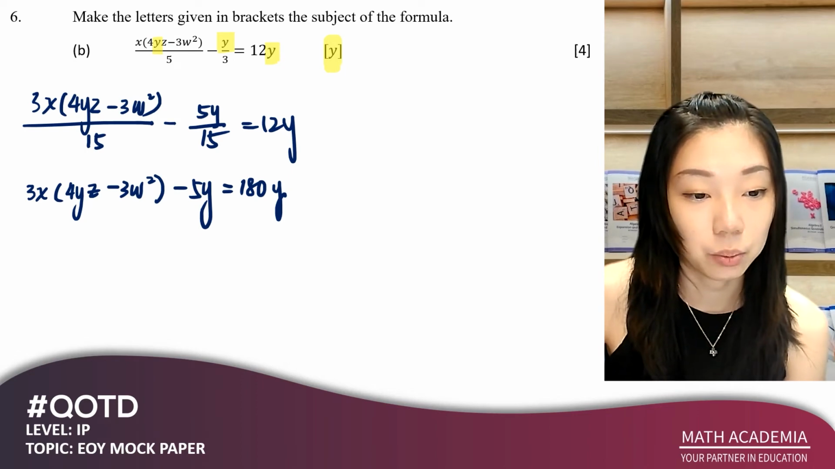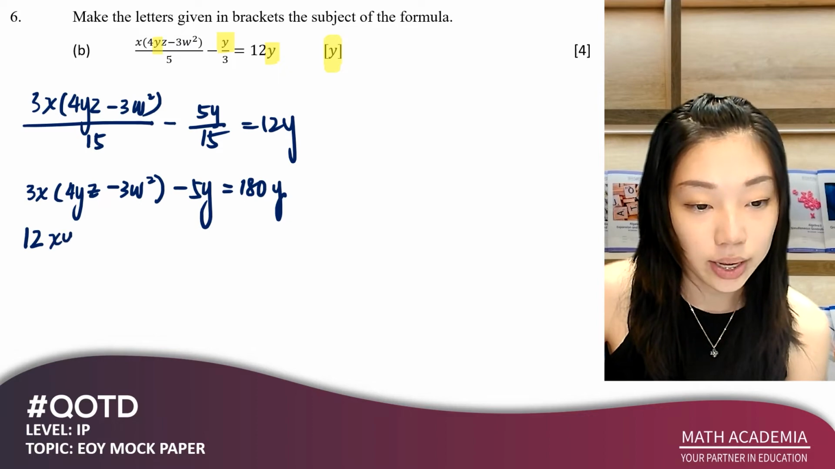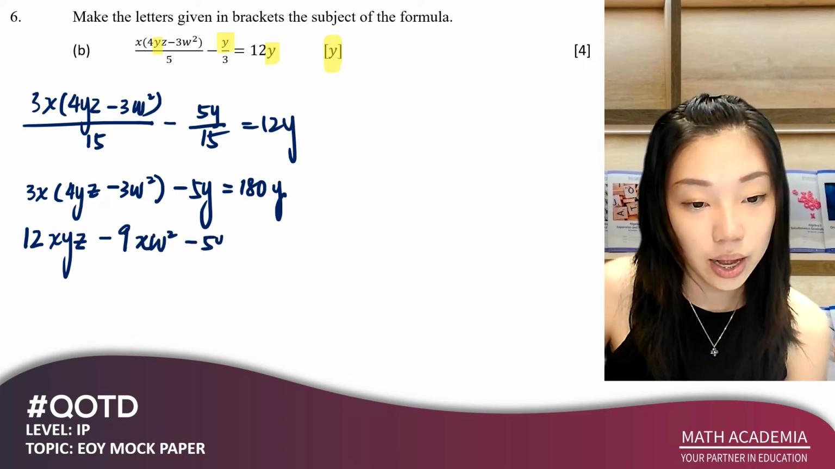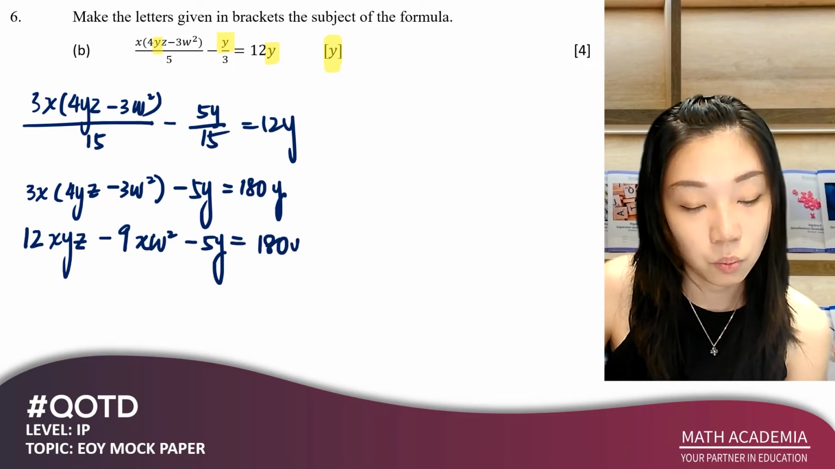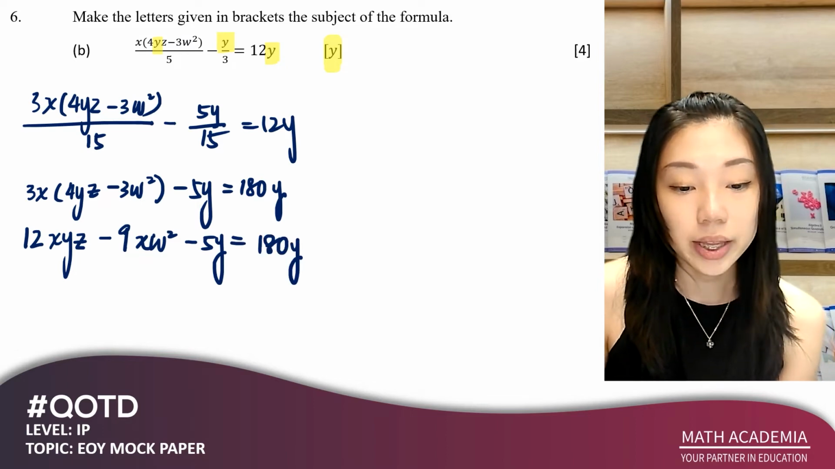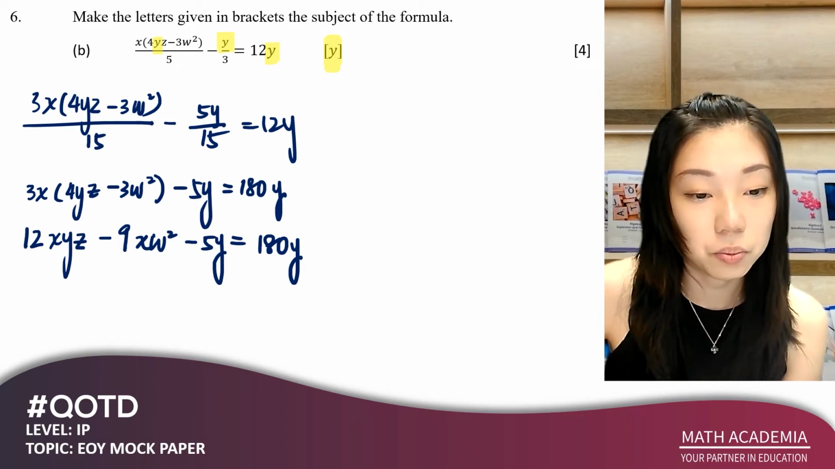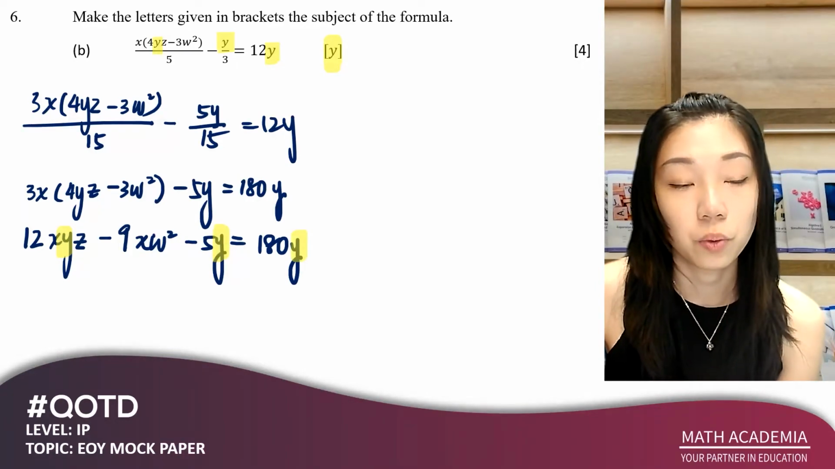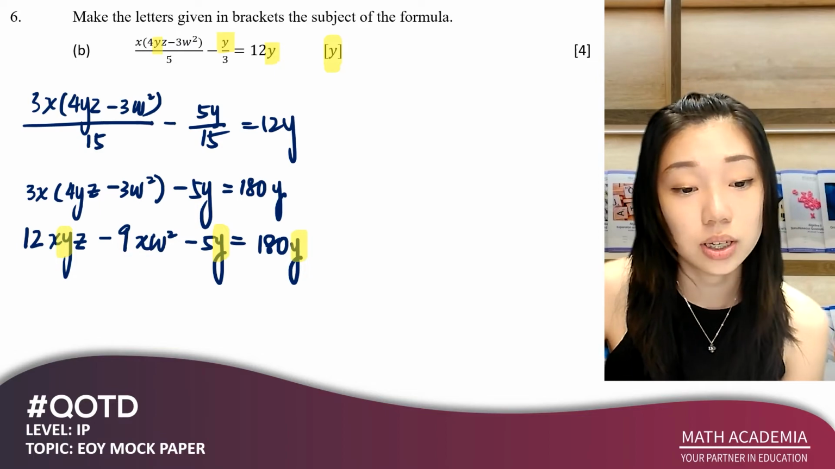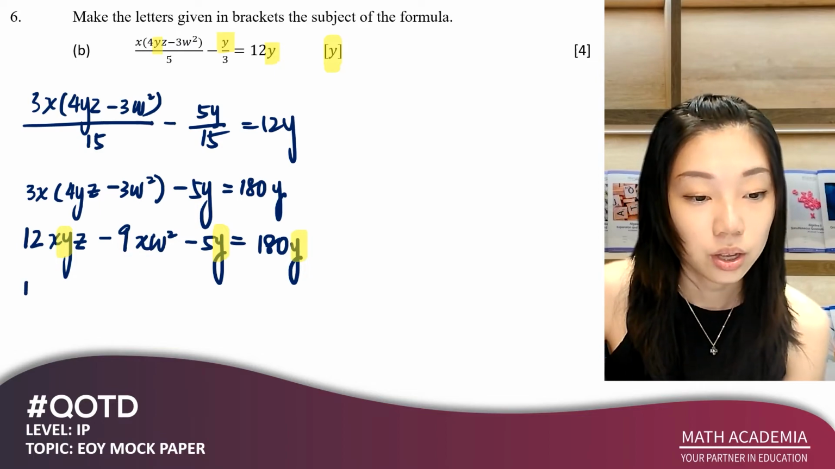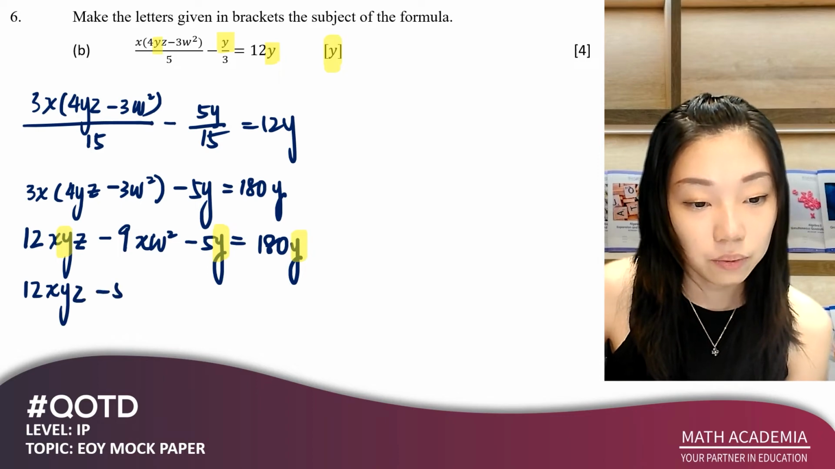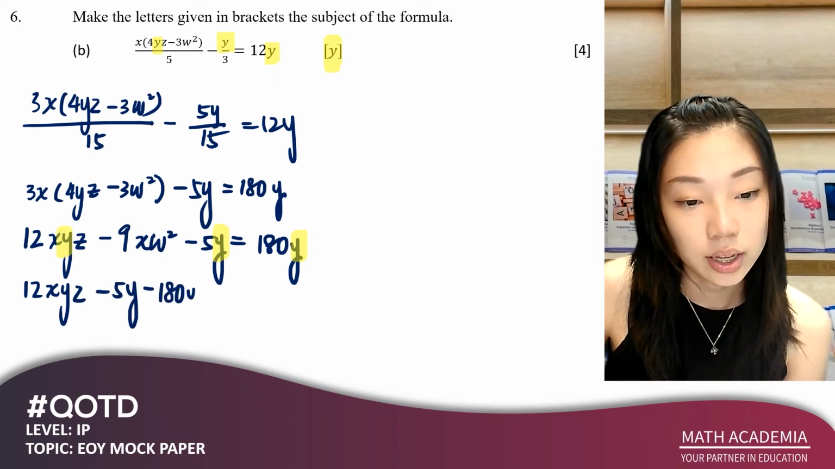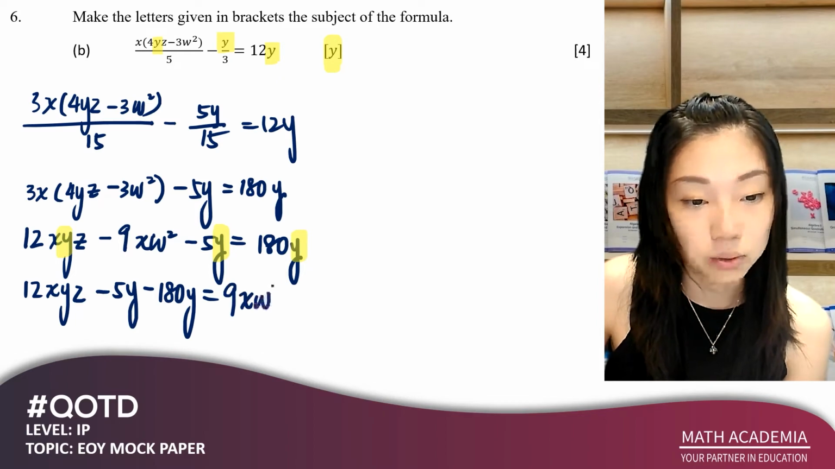With this, let's simplify my expression first. If I open up my bracket, I would have 12xyz minus 9xw squared minus 5y equals 180y. My next step would be to isolate all of the terms with y on one side. If I observe, I have three terms with y. So let's move all of these three terms to one side. I would have 12xyz minus 5y minus 180y equals 9xw squared.